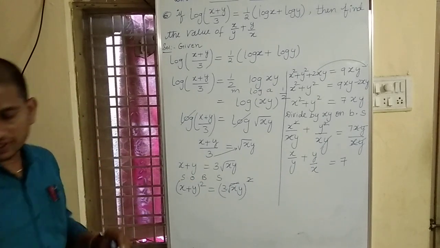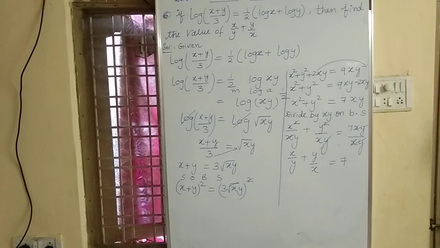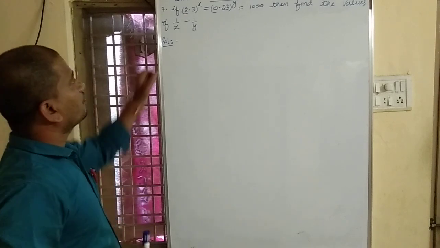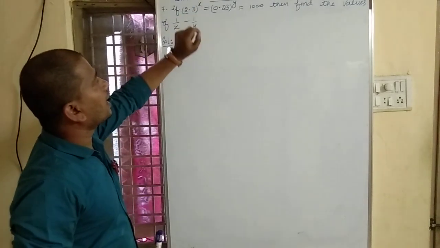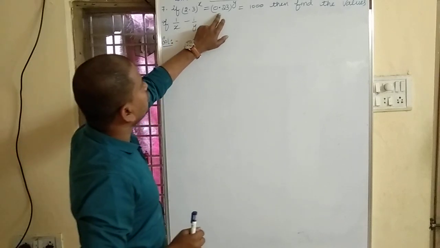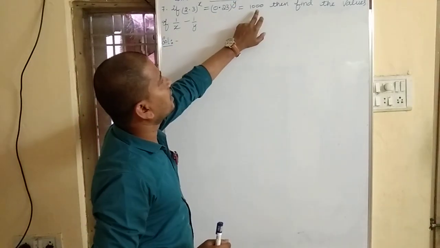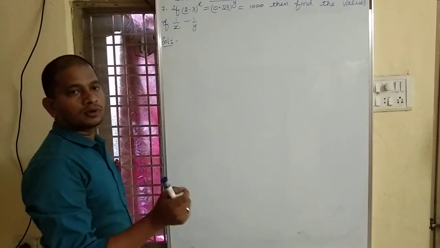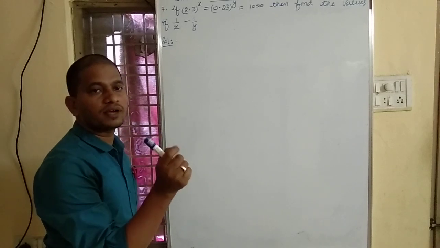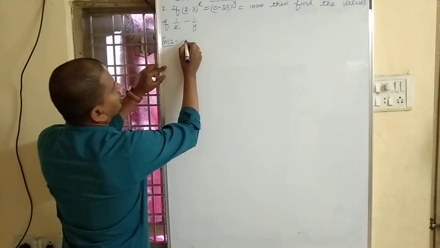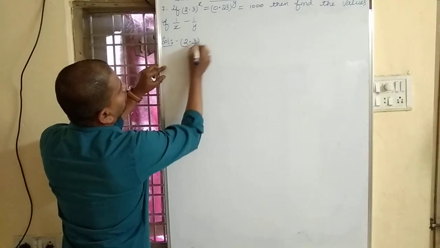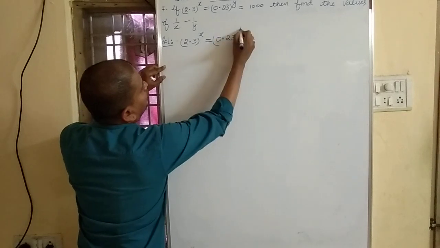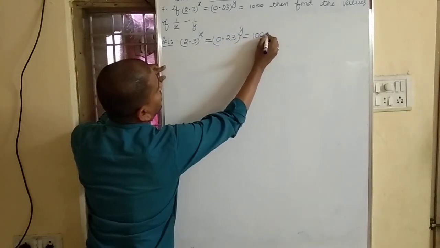Okay. Coming to the 7th question. The 7th question is, if 2.3 whole to the power x is equal to 0.23 whole to the power y equal to 1000, then find the value of 1 by x minus 1 by y. What is given? 2.3 whole to the power x equal to 0.23 whole to the power y equal to 1000. This is given.